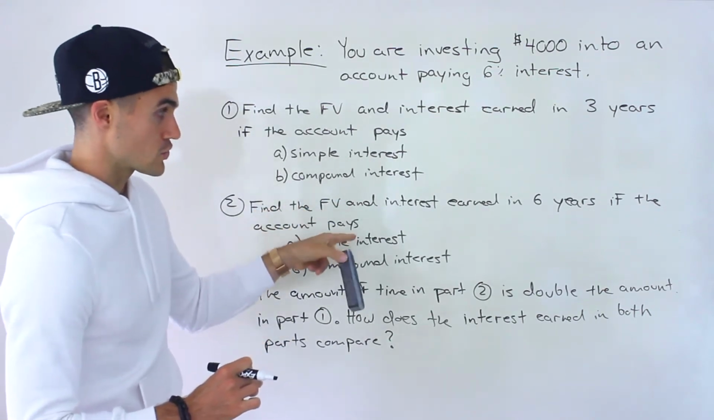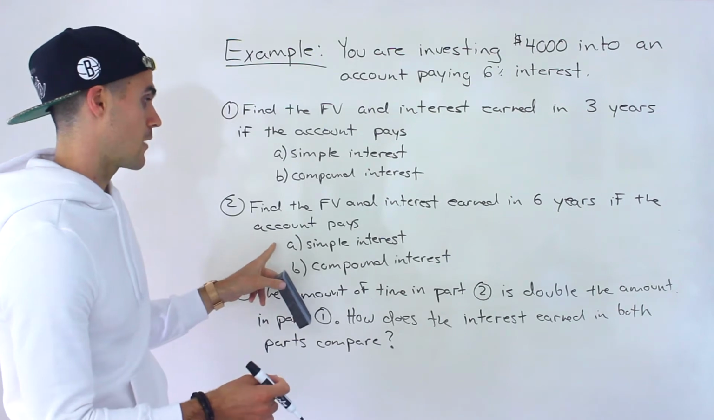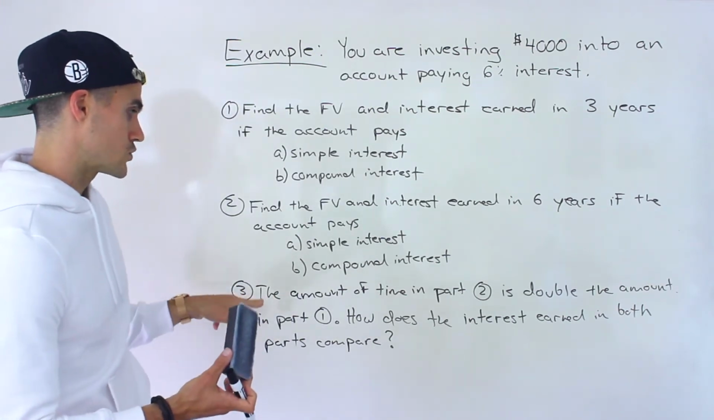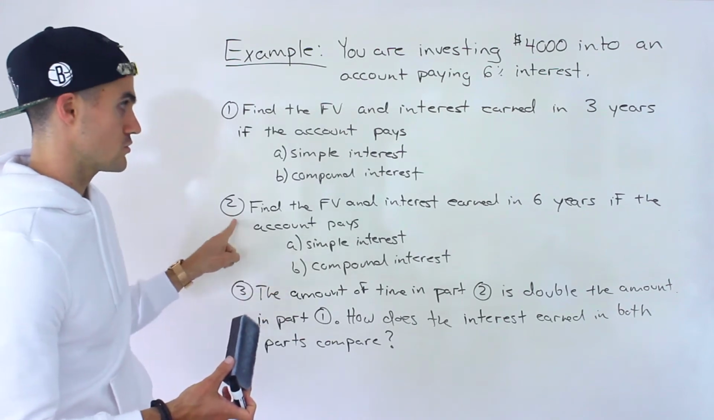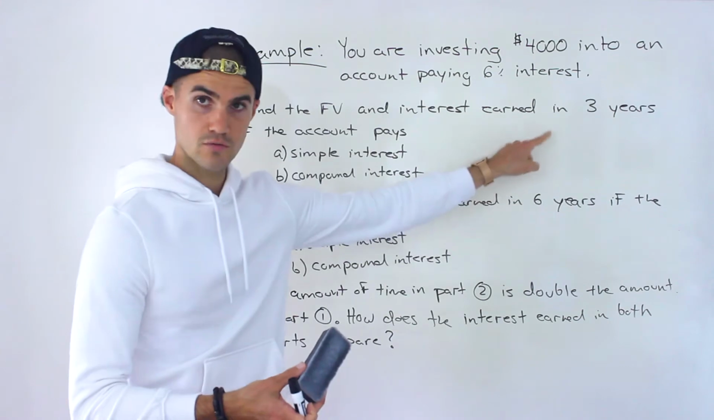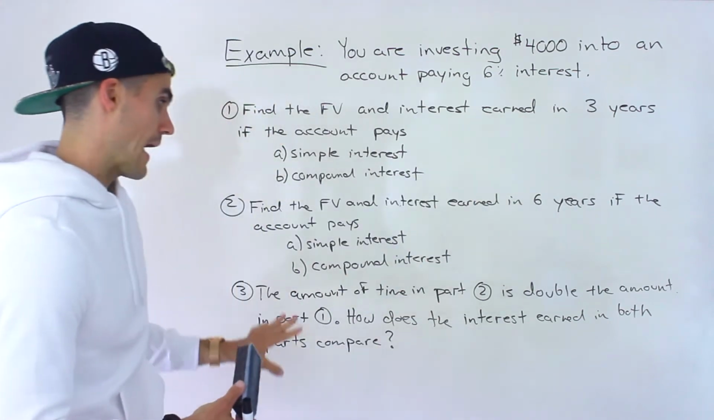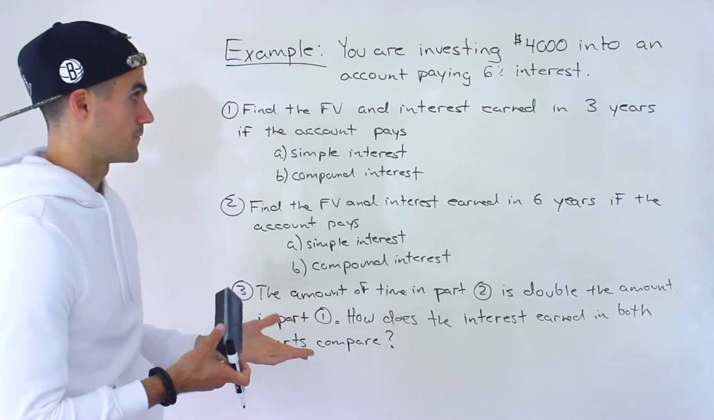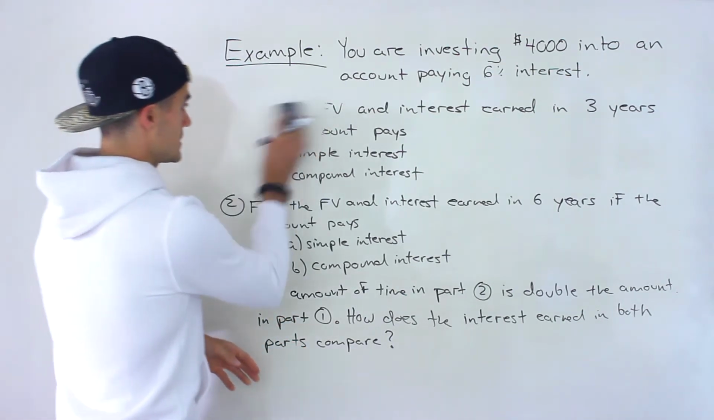Number two, find the future value and interest earned in 6 years if the account pays simple interest and compound interest. And then in number three, we're told the amount of time in part 2 is double the amount in part 1, right? 6 years versus the 3 years. How does the interest earned in both parts compare? All right, so I'm going to erase this here.